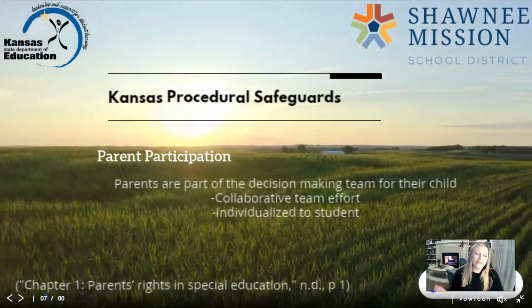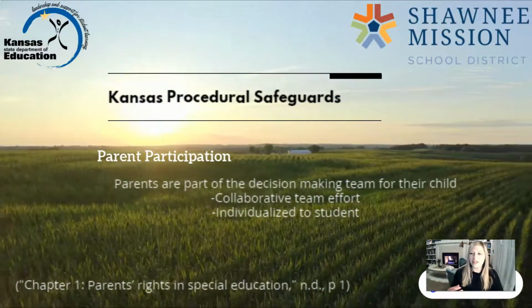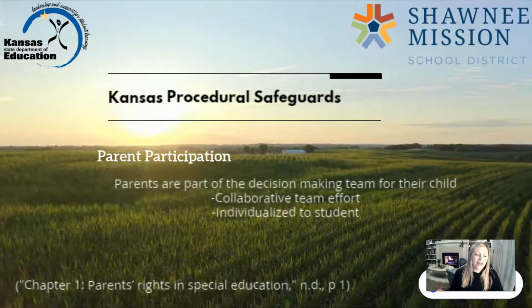So I'm going to review the Kansas procedural safeguards that we use here in Shawnee Mission School District. First, parent participation is incredibly important for your child and also to us at the school district. The parents are part of the decision-making team. This is a collaborative team effort, and we need the parents' input in order to make sure that that IEP represents them, because it is individualized to your child, your student.